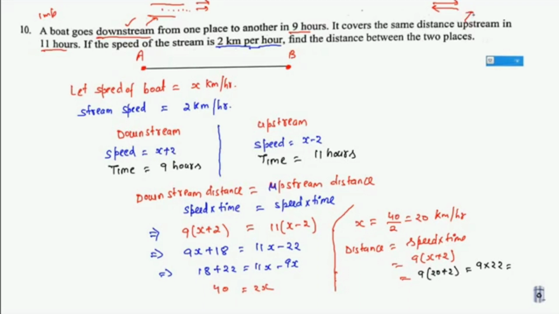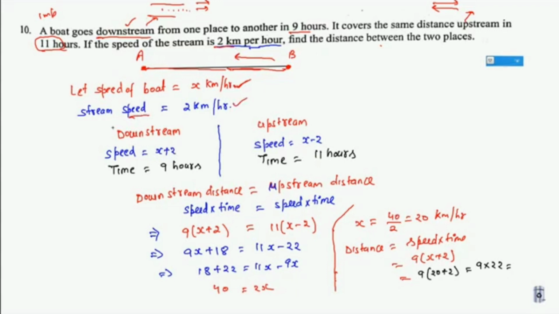Speed is equal to, in downstream with the flow, that is plus, and upstream we will minus. Time is given in downstream and upstream. So downstream distance is equal to upstream distance. It is given. Distance equal to speed multiply time. We will put downstream 9 multiply x plus 2 equal to 11 multiply x minus 2.